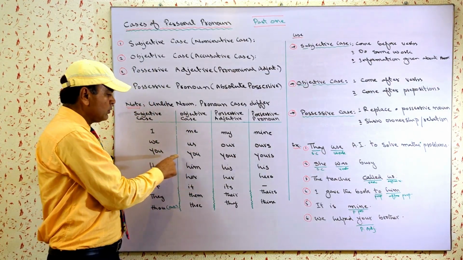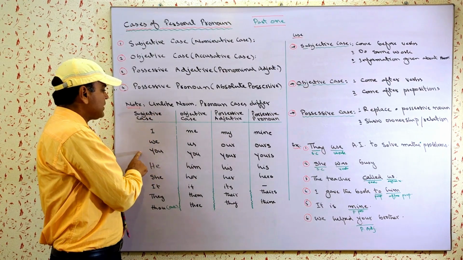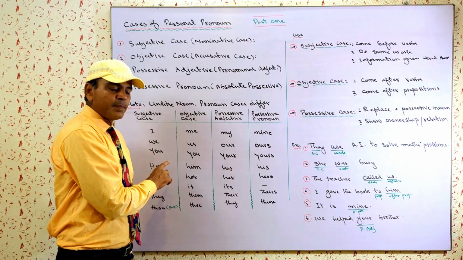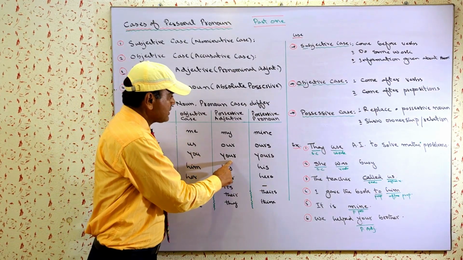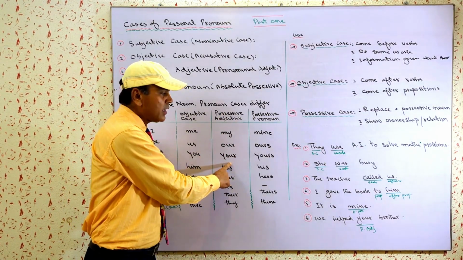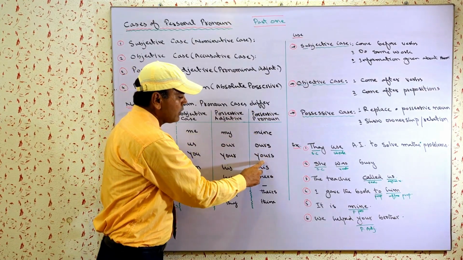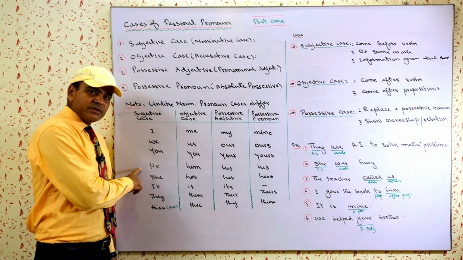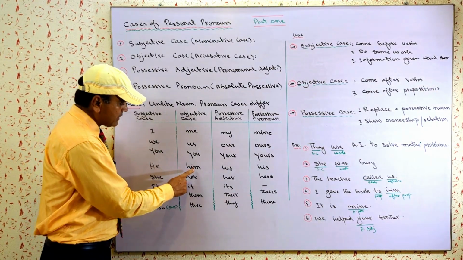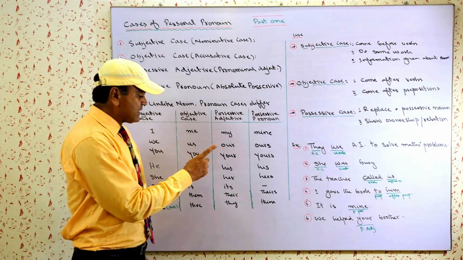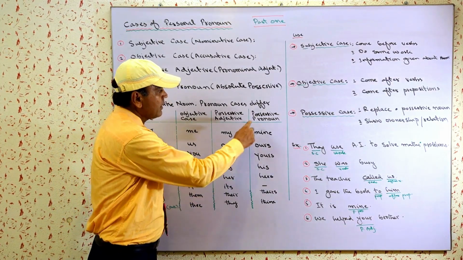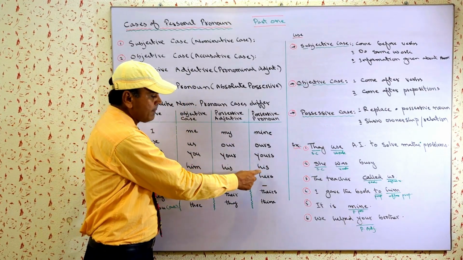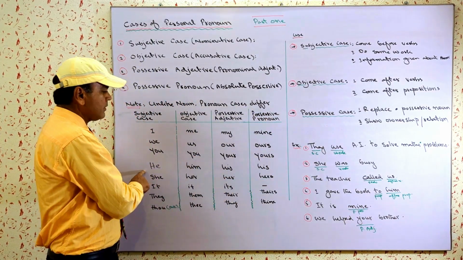You. The subjective case and objective case of you are the same. But the possessive adjective is your and possessive pronoun is yours. He is a subjective case. Its objective case is him. Its possessive adjective is his and its possessive pronoun is also his. Means possessive adjective and possessive pronoun of he are the same.